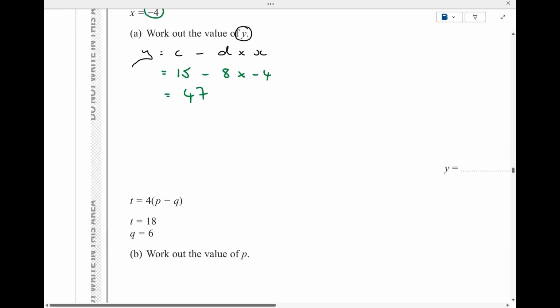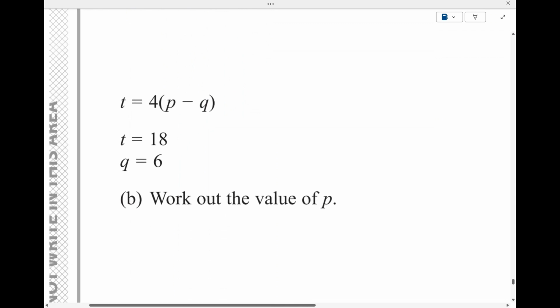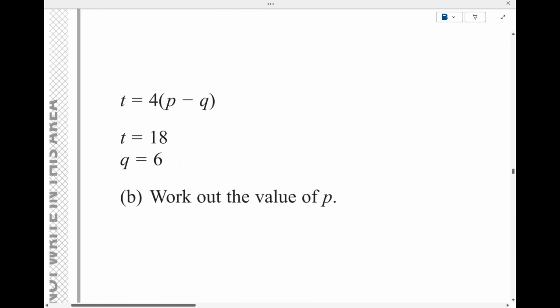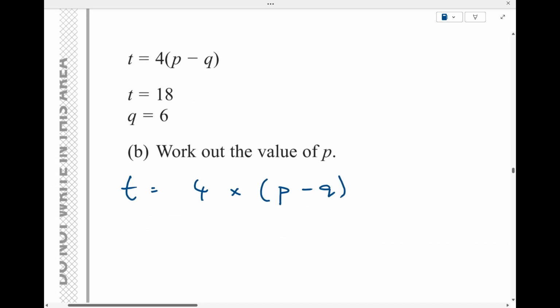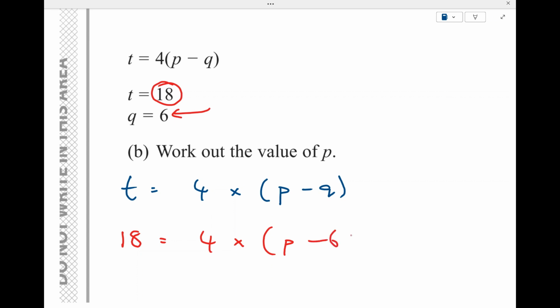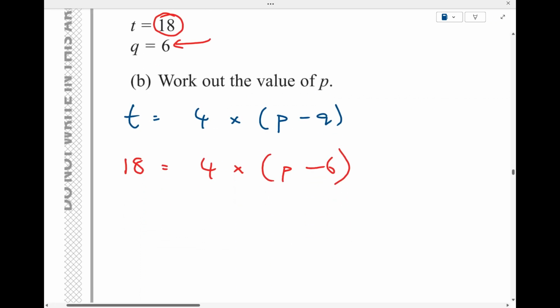Part B. I've got a different one here. This time, t is equal to 4 times p minus q, and I'm told that t is 18. So that's going to be 18 equals 4 times (p minus 6). So this is going to be an equation. Look, 18 equals 4(p minus 6).